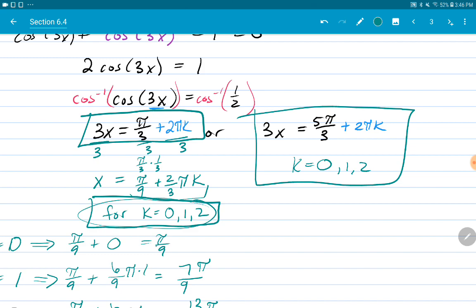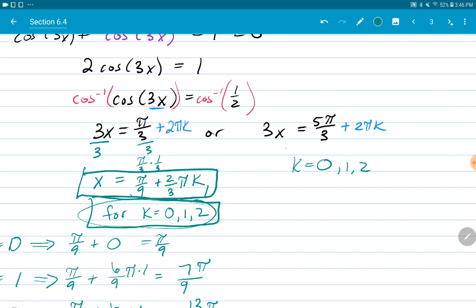Wait a second. Looks like I lost the divided by 3 piece there. Hang on. So this still needs to be divided by 3. Okay, this one. There it is. Sorry, that's our 3x solution. So this one is x equals 5 pi divided by 9 plus 2/3 pi times k for k equal to 0, 1, or 2. There we go.